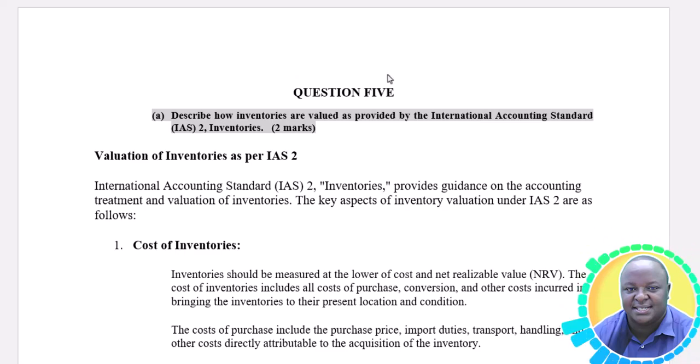We are moving to question 5 of financial accounting CPA for the series done in April 2025. So question 5, the first part reads, describe how inventories are valued as provided by the International Accounting Standards, IAS 2.